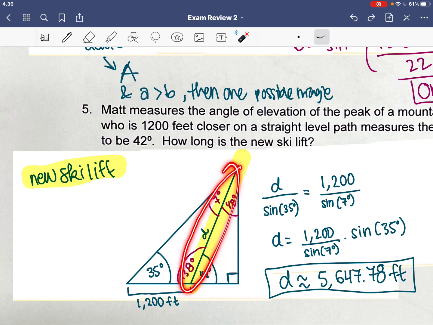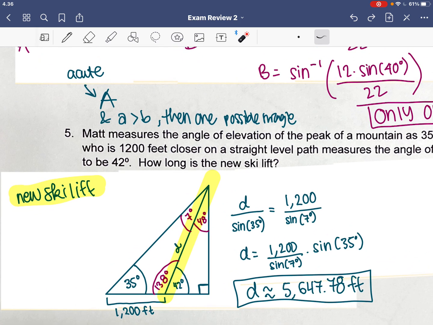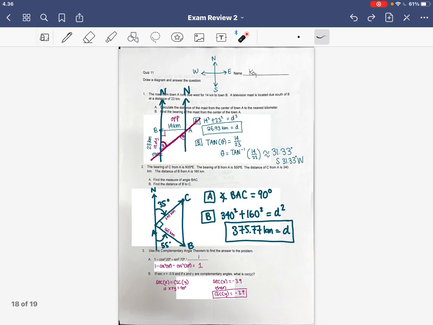So we need to go back to what we needed to find, which is the distance of the ski lift. I set up a law of sines here, and then I plugged in the sine of 35 is opposite to the ski lift side, and then 1200 is opposite to the sine of angle 7 degrees. And then I solved it, and I got 5,647.78 feet.